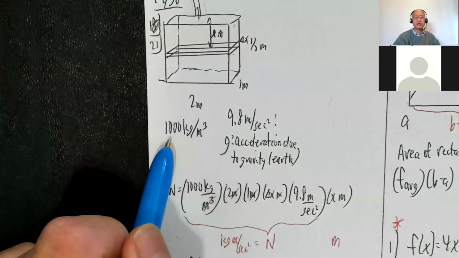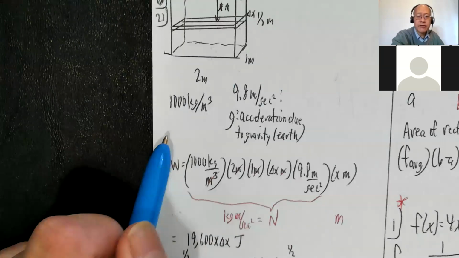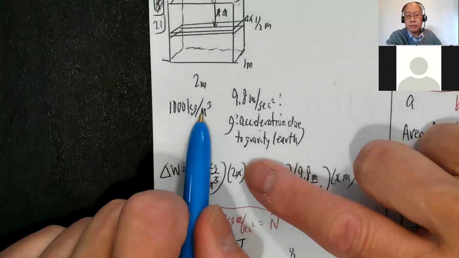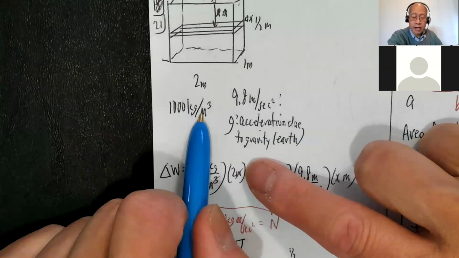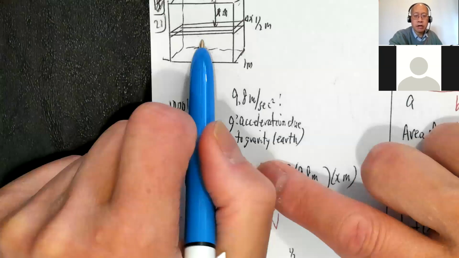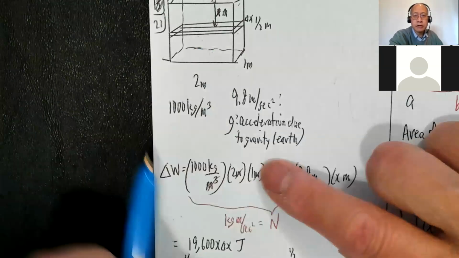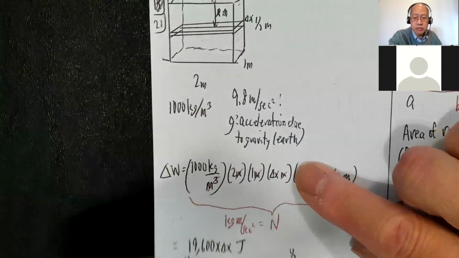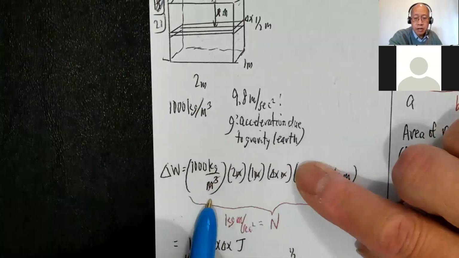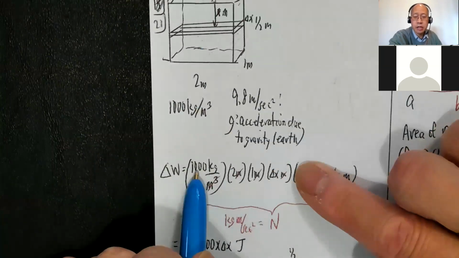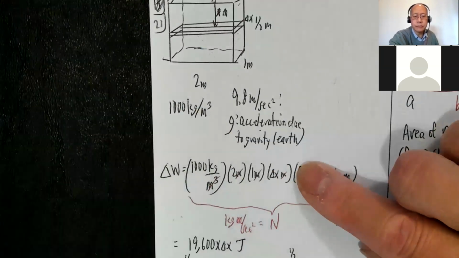And here's how you set up the units analysis. See, I have a meters cubed in the bottom. So I say to myself, how do I get rid of the meters cubed? I need a meters cubed on top, a meter, meter, meter. So 1,000 kilograms per meter cubed, 2 meters by 1 meter by delta X meters. And now the meters cubed cancels out. So now I just have kilograms in terms of units.